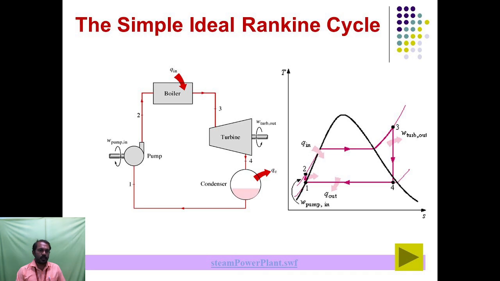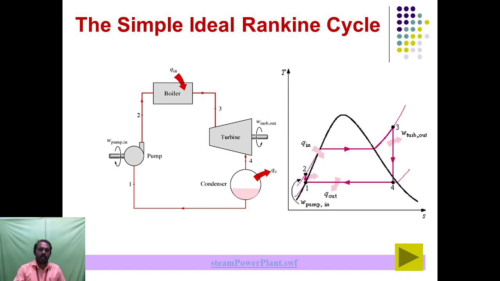The 1 to 2 process is isentropic compression. That is the pump. The pump works by converting electrical energy into hydraulic energy. It is a process of isentropic compression. And second is the boiler. Boiler is a closed vessel in which fluid is heated. That is process 2 to 3, isobaric heat addition. That is the heat adding process.